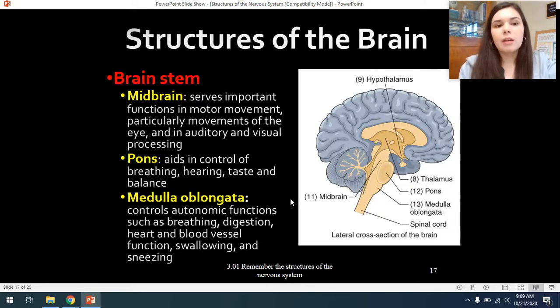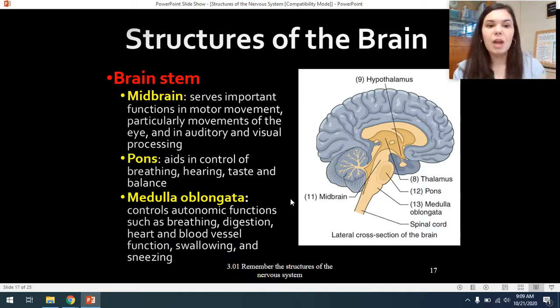Your brain stem is that piece that comes off the bottom of the brain that looks like a stem, and it is actually composed of 3 separate pieces: the midbrain, the pons, and the medulla oblongata. The midbrain serves important functions in motor movement, particularly in movements of your eyes and your auditory and visual processing, so your hearing and your vision.